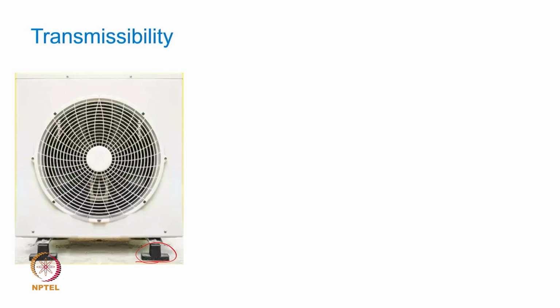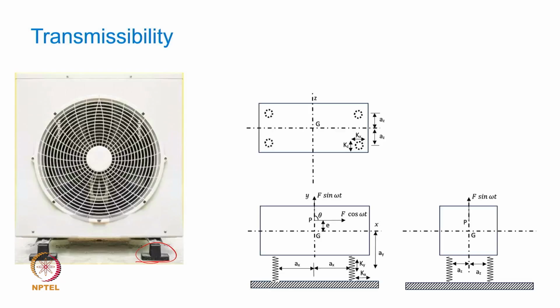Now if you model this as a multi-degree of freedom system, maybe I will represent this unit mounted on the isolators. Now the isolators will be 4 at 4 corners. So you can see that these are the spring locations, the mount locations at the 4 corners of this unit, represented by a spring here.